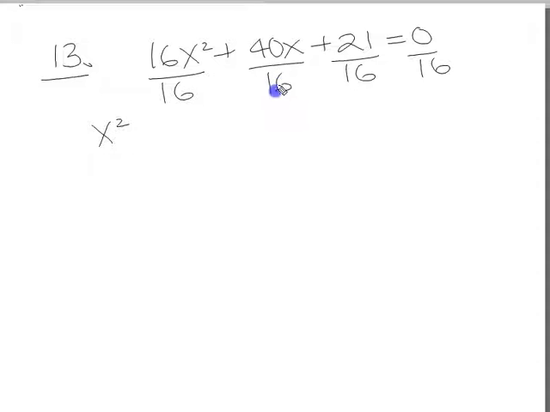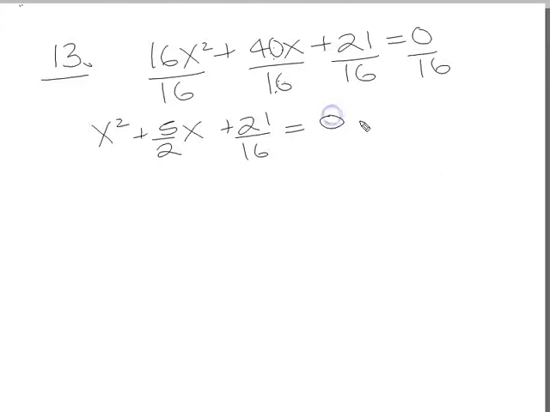Now 40 over 16 is like 20 over 8, and that's like 10 over 4. So you can divide top and bottom by 2, and then that's 5 over 2. Yeah, 10 over 4 is 5 over 2. So I'm going to divide by 8 top and bottom and get 5 over 2, just to make life easy. And then you've got 21 over 16. That won't simplify at all.